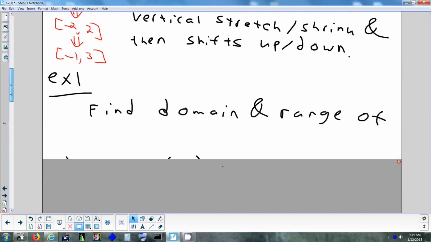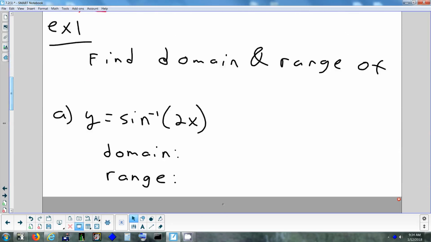Okay, so let's try this one. Let's find the domain and range of inverse sine 2x. What I usually like to do is figure out, is there anything that's not changing? And if either the domain or range is not changing, just write that down right now. Is there anything here that is unaffected by that 2? Shauna? The range. There is no effect on the range. So if you know the original range for inverse sine, you can write it down right now.